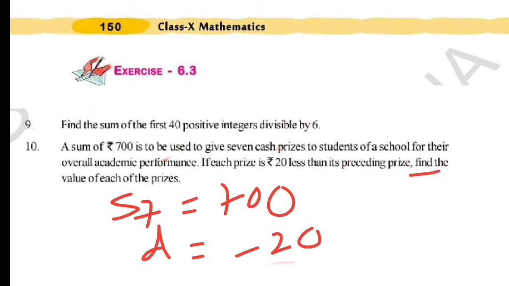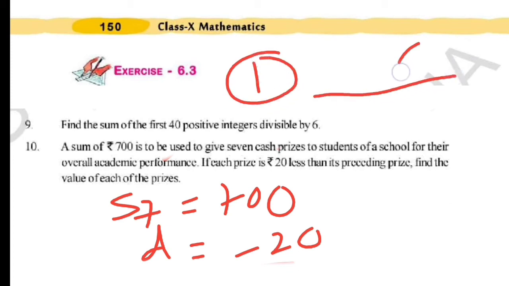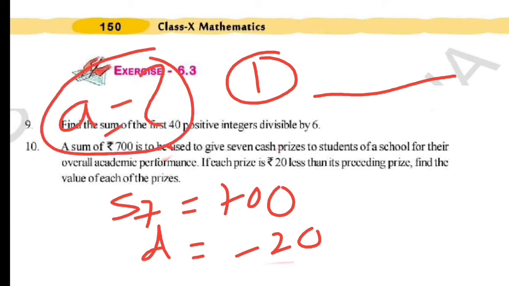So find the value of each prize. If you know the first prize value, then you can find out the remaining 6 prizes very easily. Why? Because each is 20 rupees less than its preceding prize. So the first prize value is nothing but the a value. a is nothing but the first term. First term is the first prize value. Let's find out the a value.